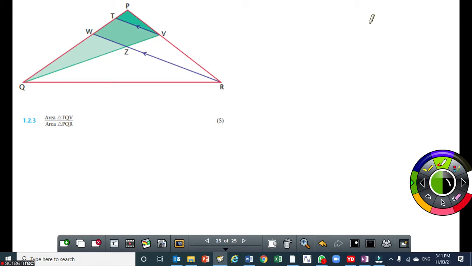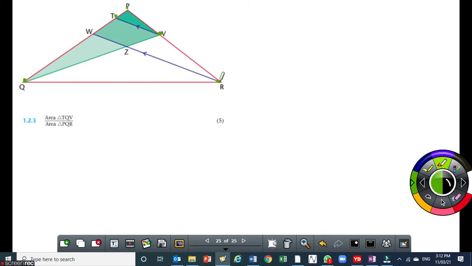This question requires us to use everything that we had on the diagram, right? So, area of TB cubed. That's the triangle. Okay? And then we have got PQR.